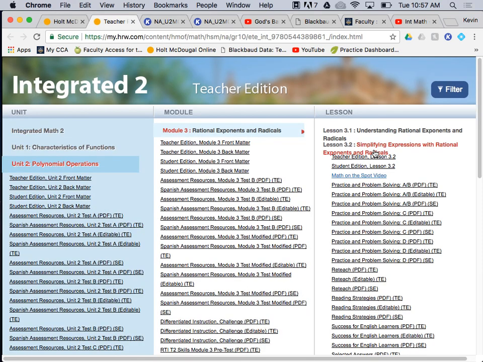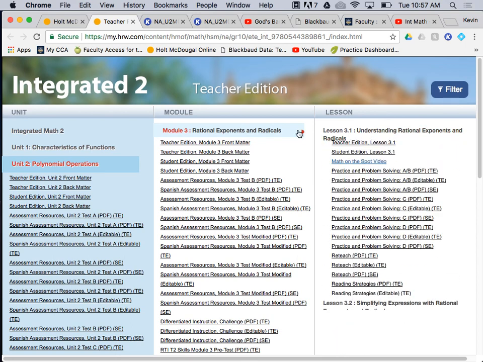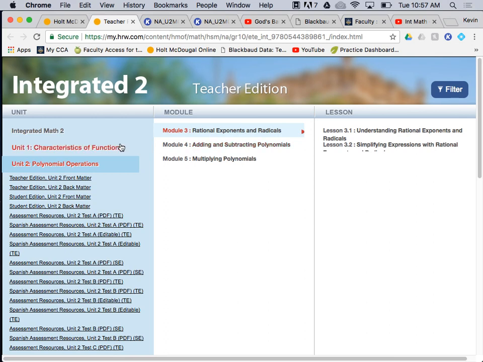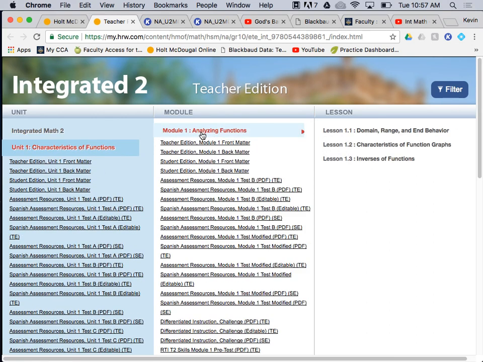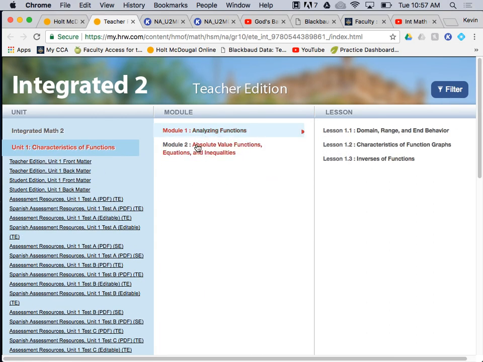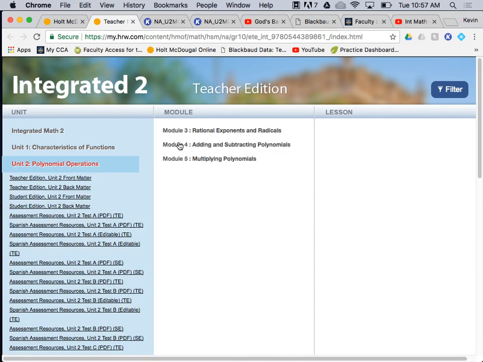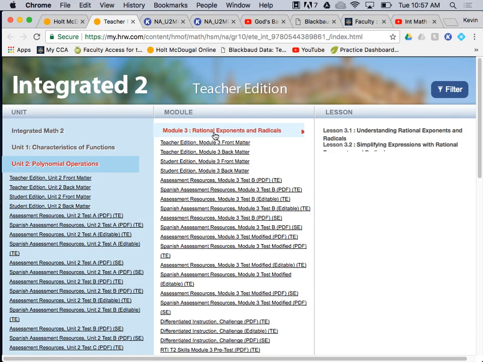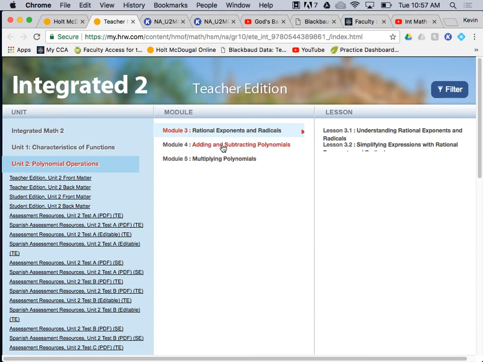Guys, for the record, in case you want to know my secret of when quizzes are going to be, look at this. Unit 1, we had a quiz after Module 1, and a test after we were done with the unit. Unit 2, we're having a quiz after Module 3. And then I'm going to combine Module 4 and Module 5. But generally speaking, you can assume that every module, we're going to have a quiz.